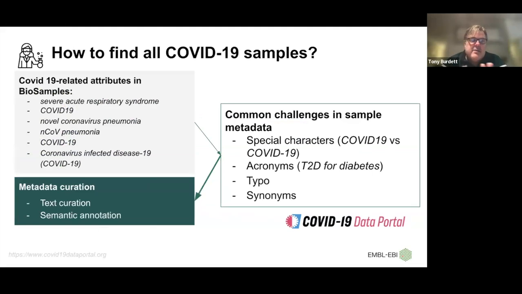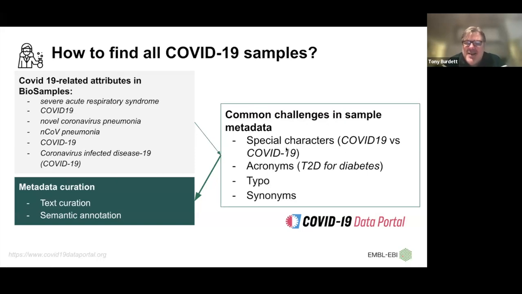And to do that, I want to give you an example of how you might want to try and find all of the samples that are from COVID-19 patients. So you can see there's a number of COVID-19 related attributes. People describe the data in a number of different ways, whether that's severe acute respiratory syndrome or COVID-19 or novel coronavirus pneumonia or NCOV pneumonia, and so on. This is the sort of text that people have described their samples using.